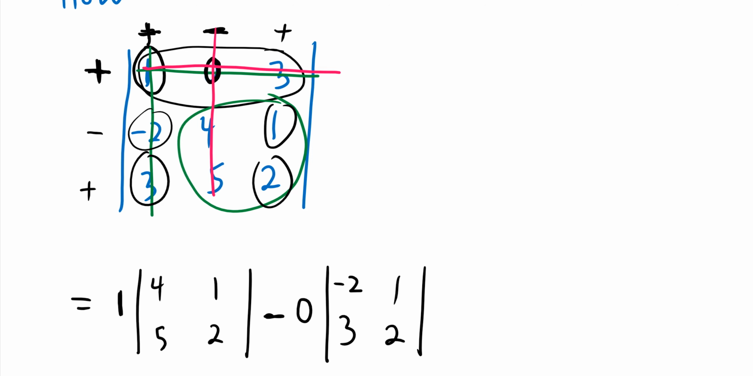And for the last number, that's a plus and plus, so that's a plus 3. And what is left in the last column? Let's see. You cover this row and that column, because that's where 3 is located. So what is left? -2, 4, 3, 5. Left means we did not cover the -2, 4, 3, 5.